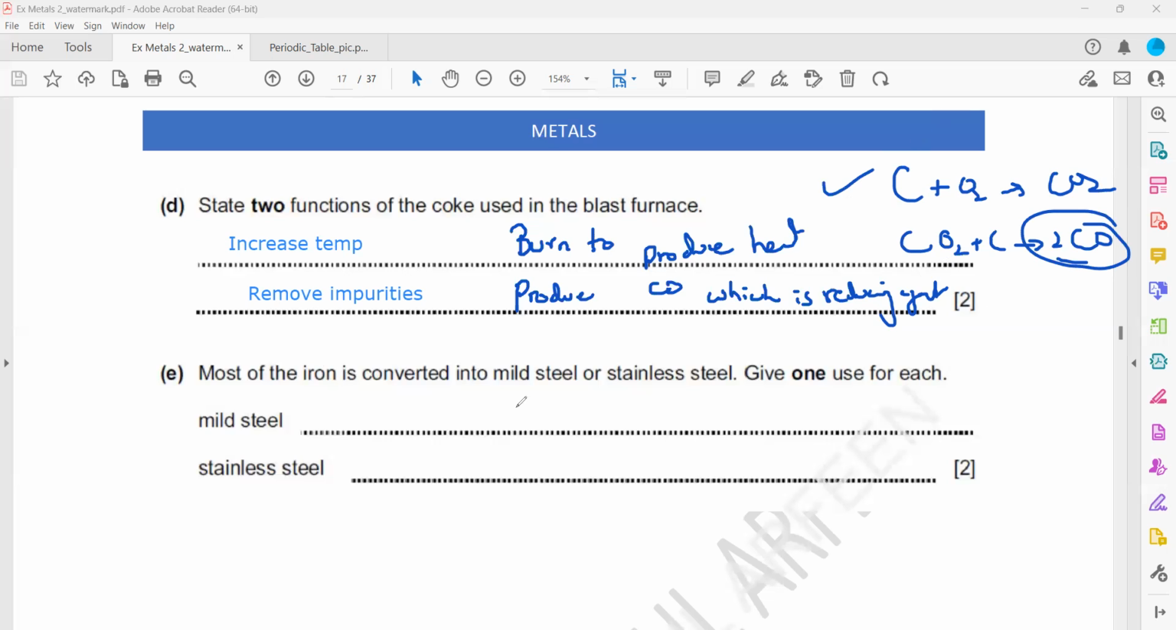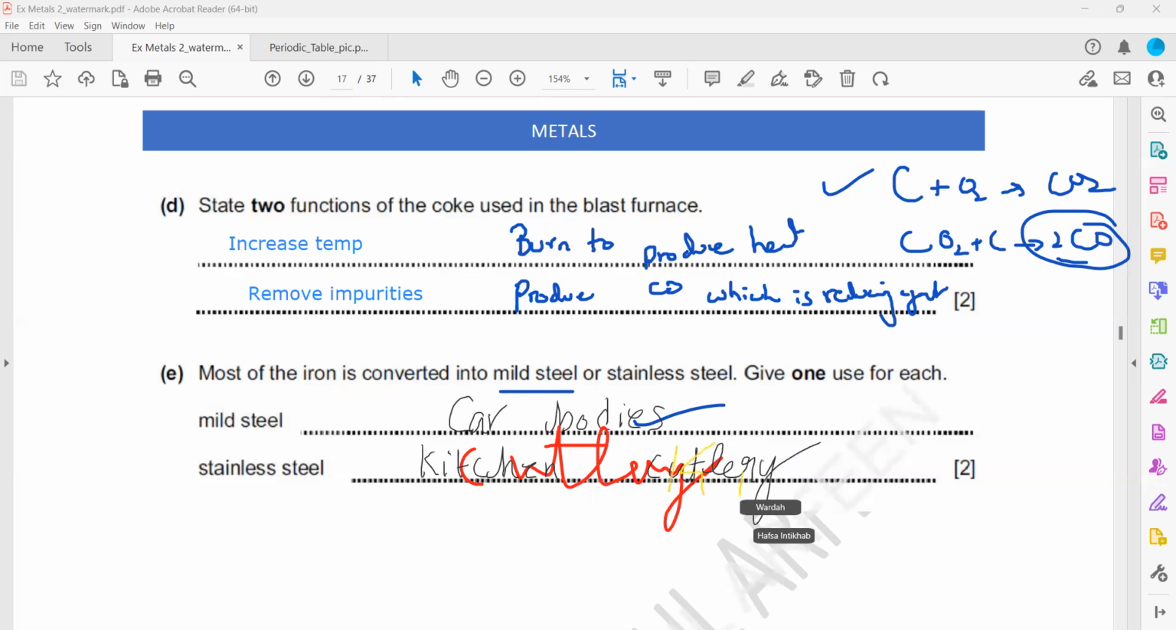Most of the iron is converted into low carbon steel or stainless steel. Give one use of each. What is the use? Good: car bodies for low carbon steel, and high carbon steel for cutlery, kitchen items. Chemical plants you can also mention. Cutlery, kitchen, chemical plants, you can mention any of them.